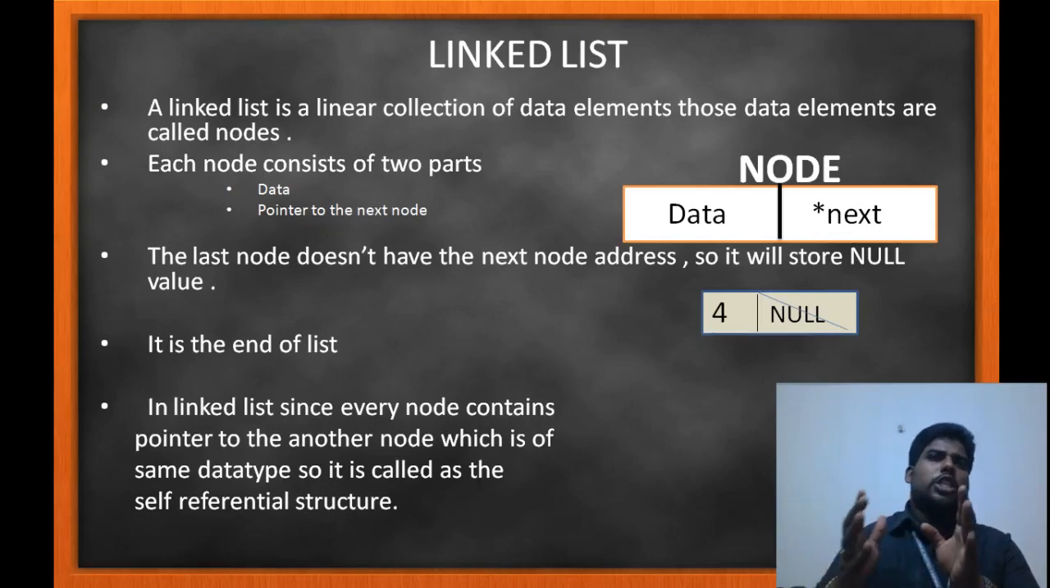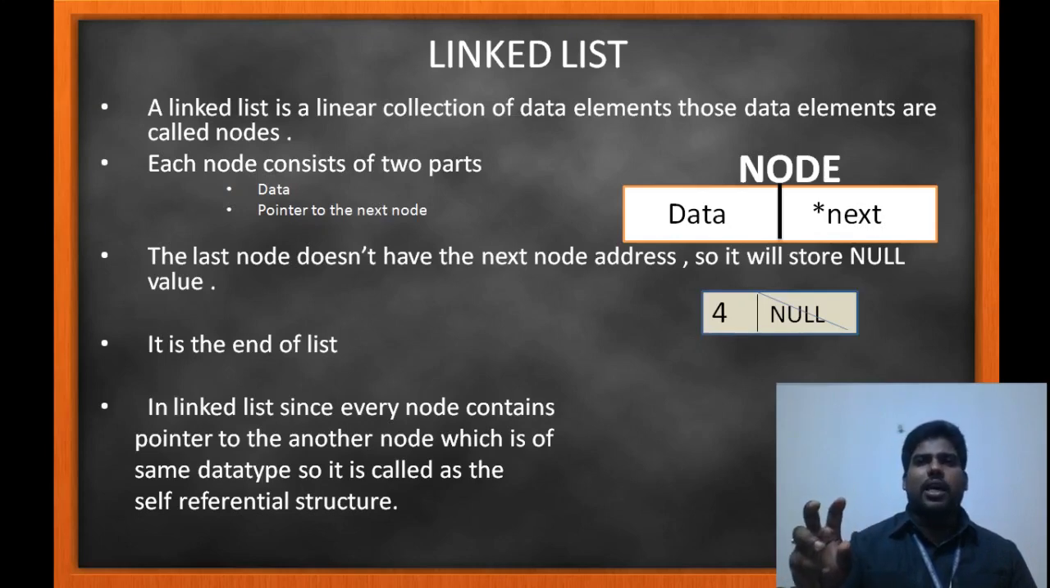Each compartment or each node consists of two things. One is data. Another one is the pointer, which represents the next node. So each node consists of two parts. First one is data. Second one is the pointer. Pointer is nothing but holding the address of the next node in the list. All of you understood? Here the last node does not have a next node, right?